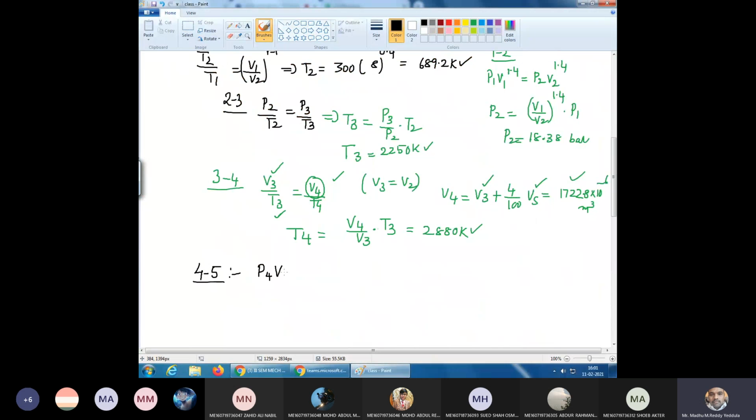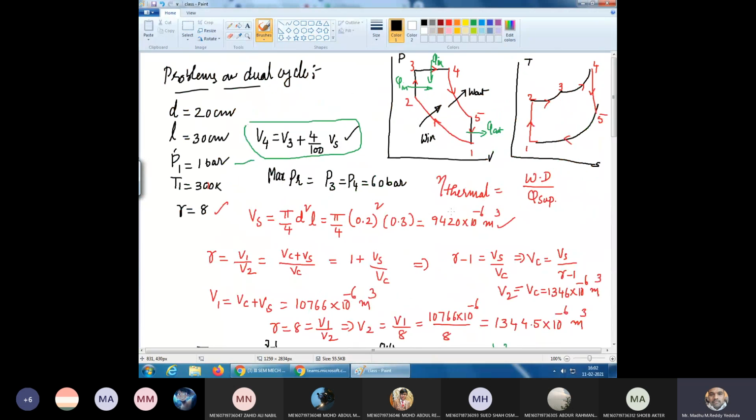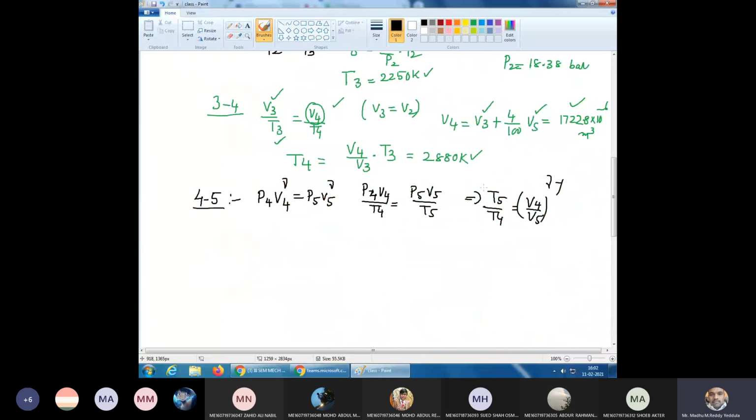4 to 5 is an isentropic process. P4 V4 power gamma is equals to P5 V5 power gamma. And one more equation I can take: P4 V4 by T4 is equals to P5 V5 by T5, the equation of state. If you eliminate pressure from these two, you will get the temperature and volume relation: T5 by T4 is equals to V4 by V5 whole power gamma minus 1. What is V4 by V5? V4 we know, but V5 is equals to V1. Yes or no? 5 to 1 is a constant volume process.